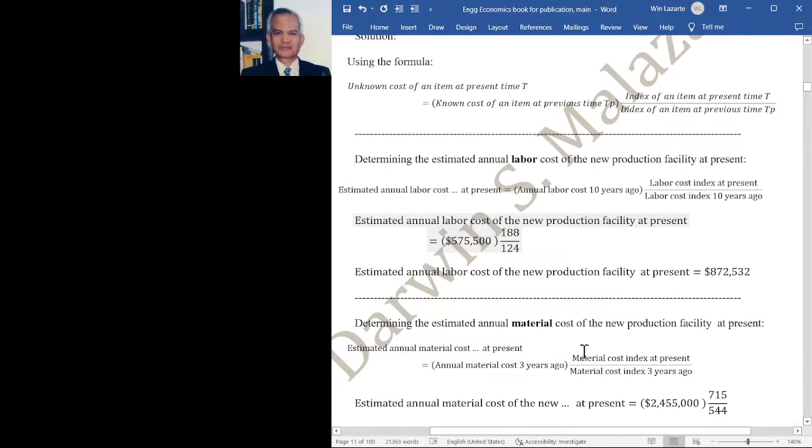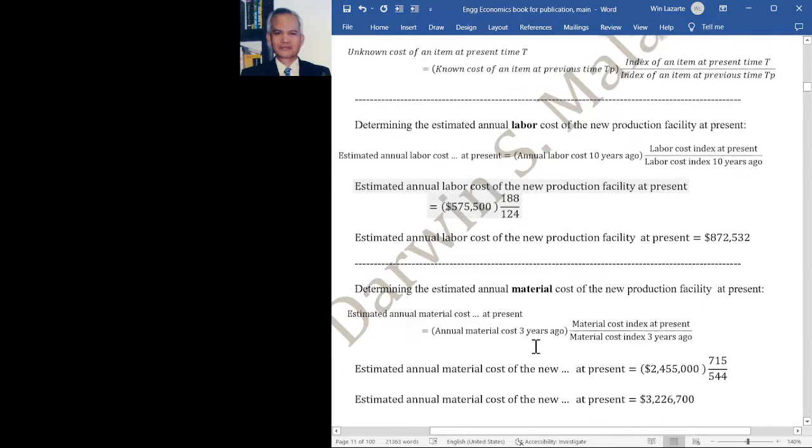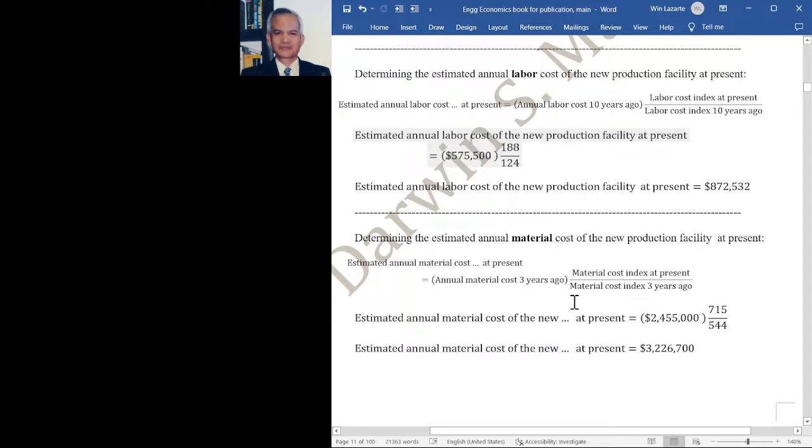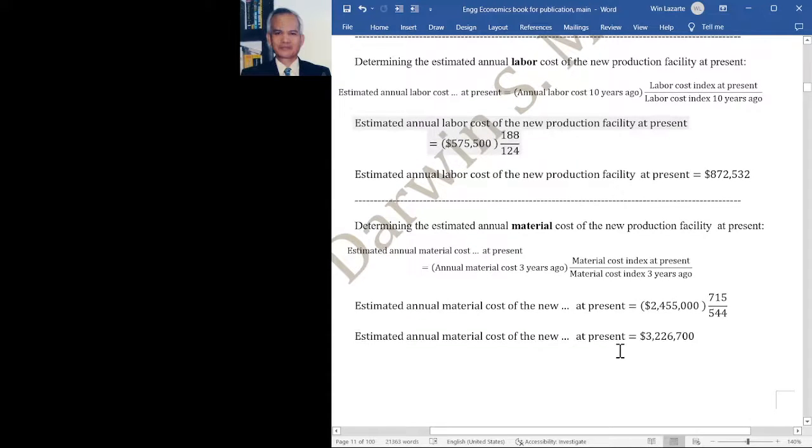For the annual material cost, the same procedure, no? So estimated annual material cost at present is equal to this, no? The annual material cost 3 years ago times this ratio, material cost index at present over the material cost index 3 years ago. Plugging the given known values for this, and you have this estimated annual material cost of the new production facility at present.